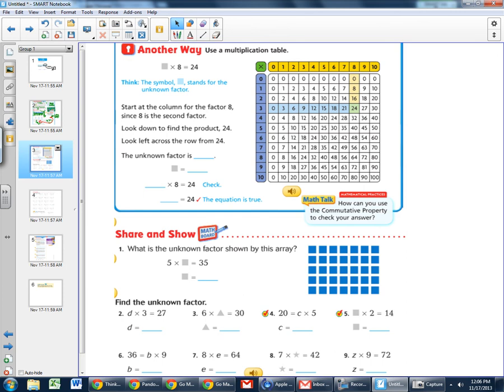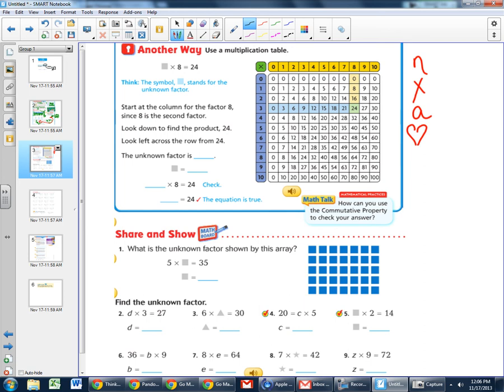Looking at our next page. An unknown factor will usually be represented by a letter. And it doesn't matter what letter that is. You'll see N a lot, you'll see X a lot, you'll see A, and sometimes they'll even use symbols just to make sure that you understand the entire concept.